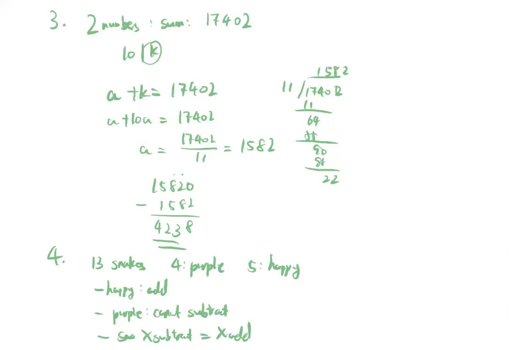So the key thing is, this is basically a logic problem. We know that the purple snakes cannot subtract. And we know that the snakes which cannot subtract can also add. So basically we know that purple snakes also can't add. So basically we know that purple snakes are not happy snakes.